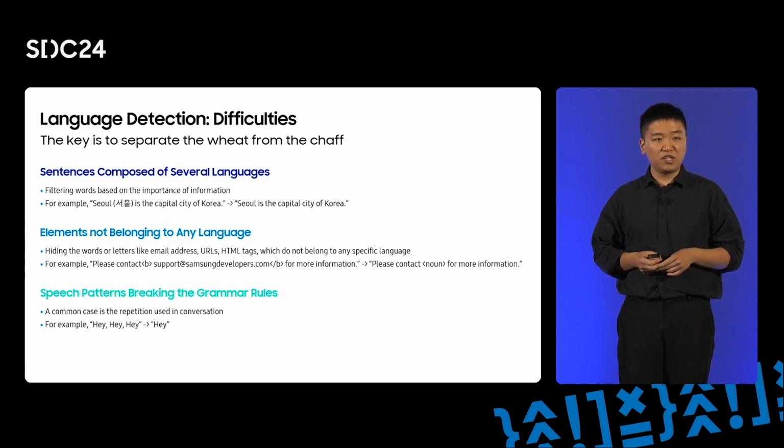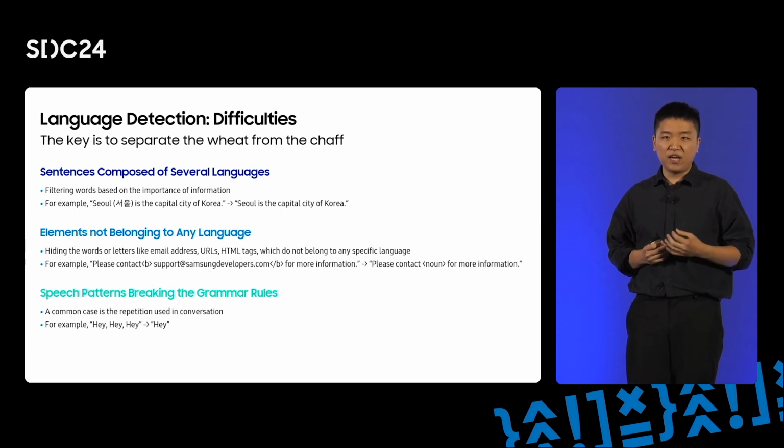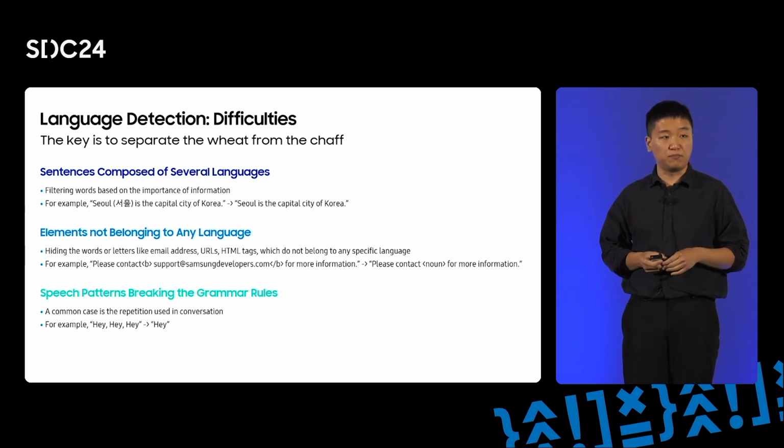The last difficulty in language detection we would like to share today is speech patterns which might break the grammar rules. For example, the repetition during conversation to emphasize something sometimes breaks the grammar and affects the accuracy of language detection. So for this case, we added a component to remove such repetitive patterns in the input sentence.